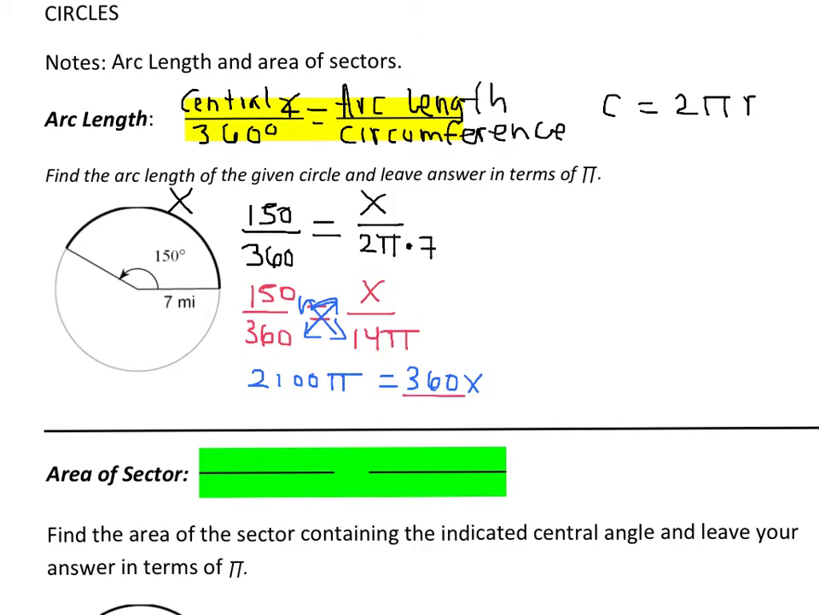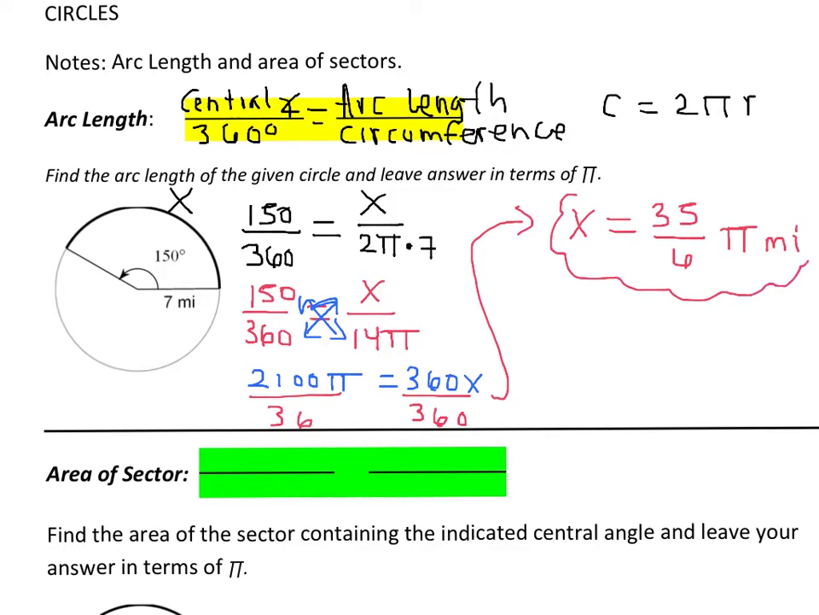So this is 360 and 360. And my answer, I'm going to give it to you here. So that means x is equal to 35 over 6 pi. Okay, miles. So this is the arc length.